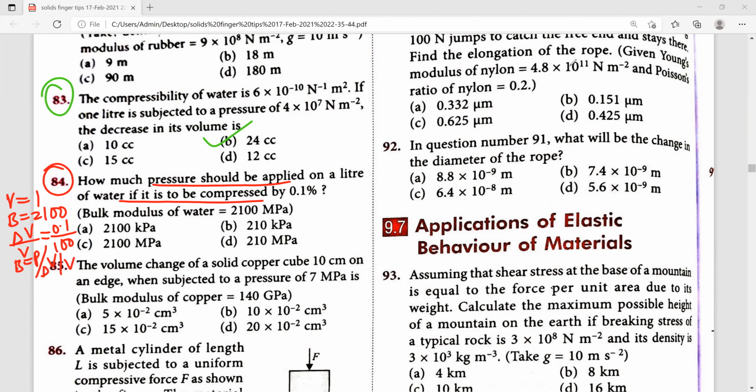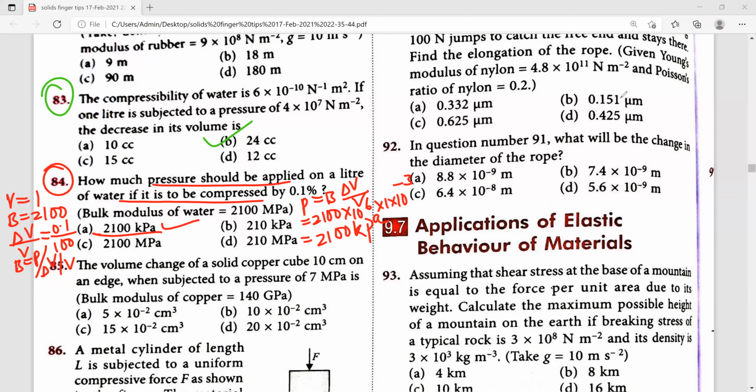Use this to calculate the P value: P is equal to B into delta V by V. Substituting all the values, 2100 into 10 to the power of 6 into 1 into 10 to the power of minus 3, the final answer we get is 2100 kilopascal. So according to this, option A is the right answer.